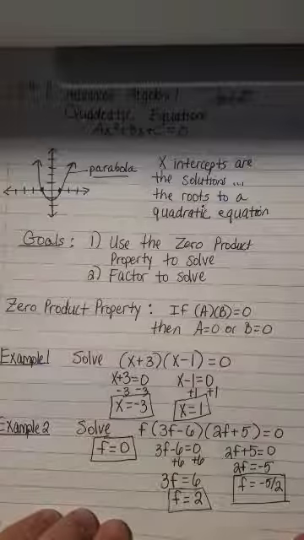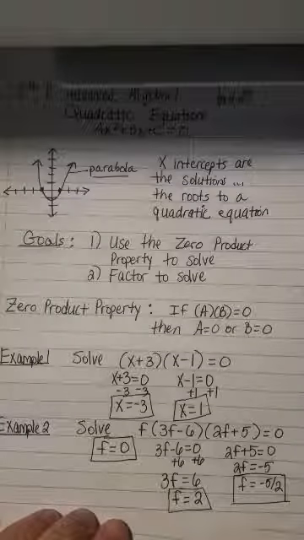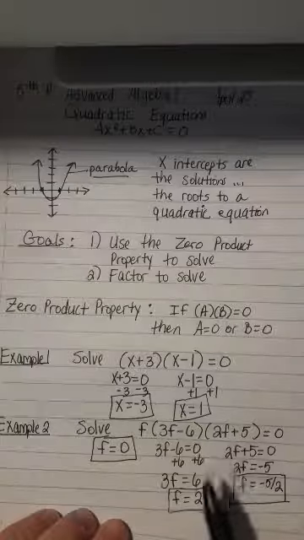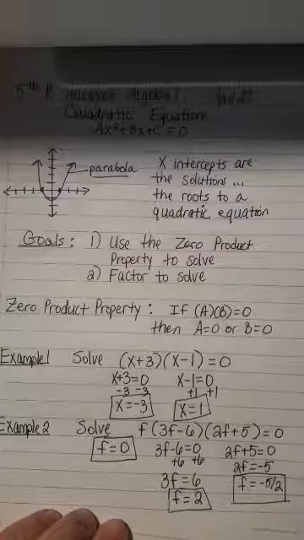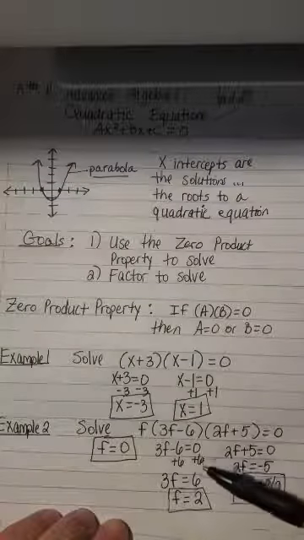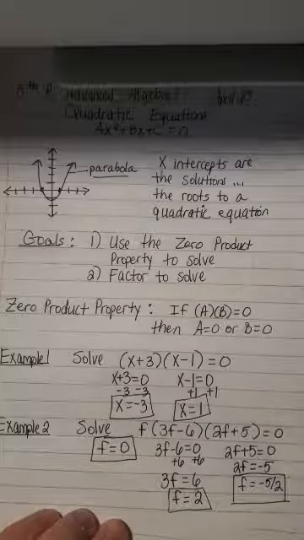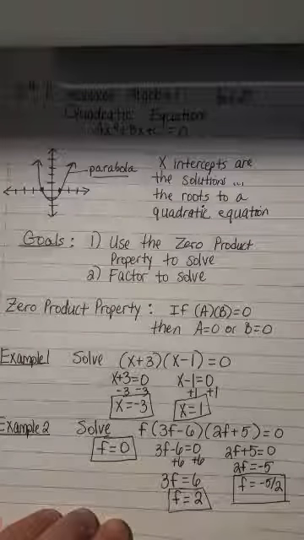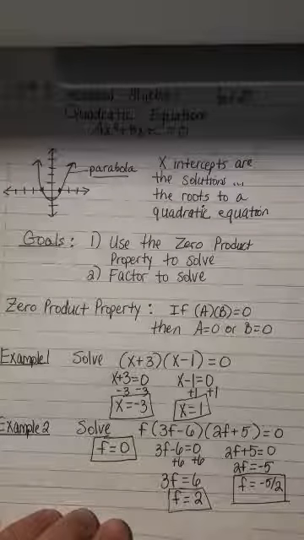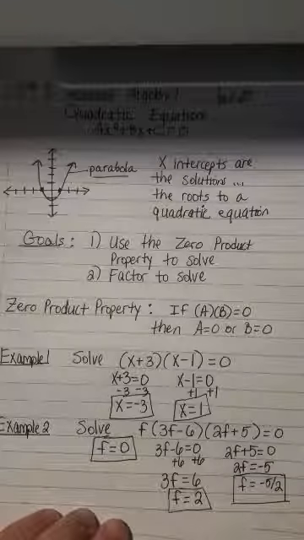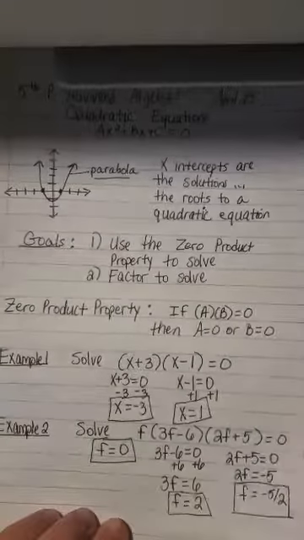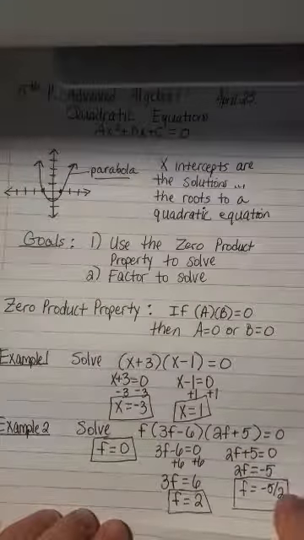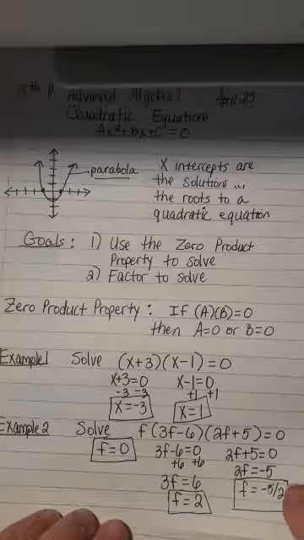Now, the more of these we do, you'll probably figure out by looking at what's in the parentheses and what your final answer is, kind of a shortcut way to do it, where you don't have to show all these steps. And you'll probably catch on to that with these next examples that we do. All right, so that is the zero product property. That was goal number 1.